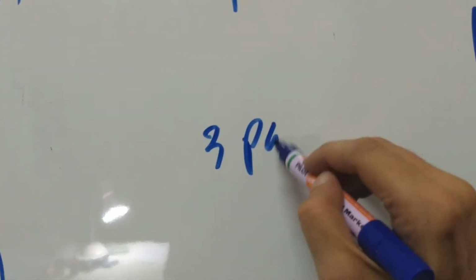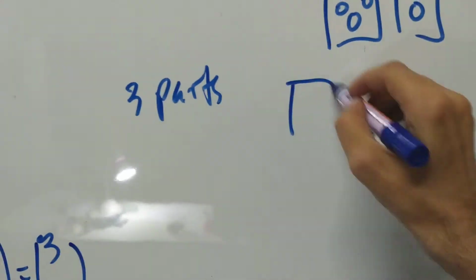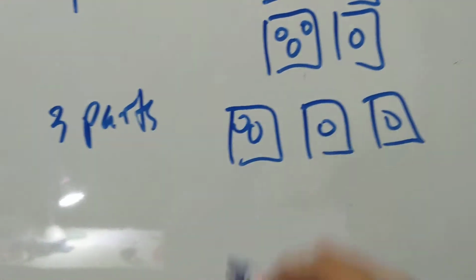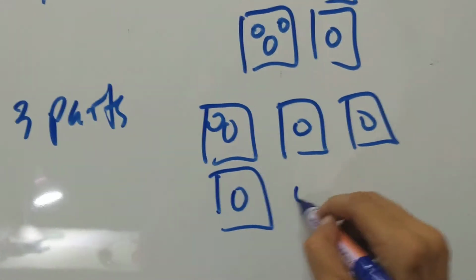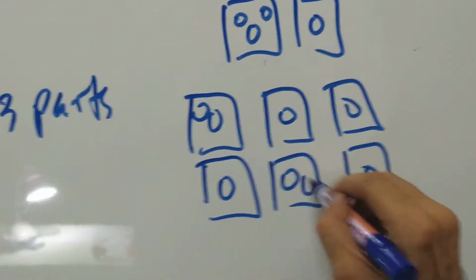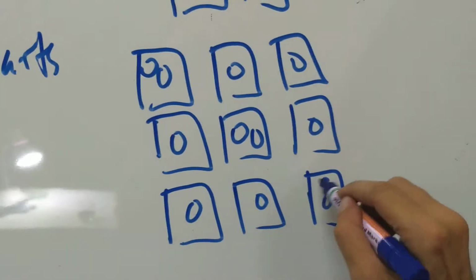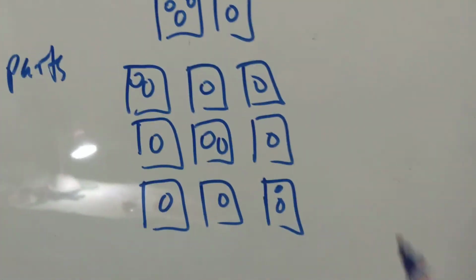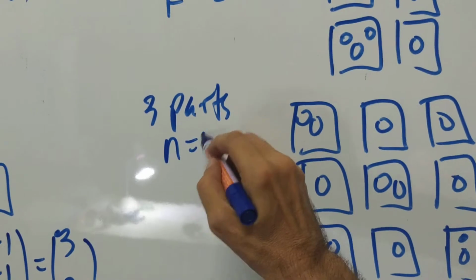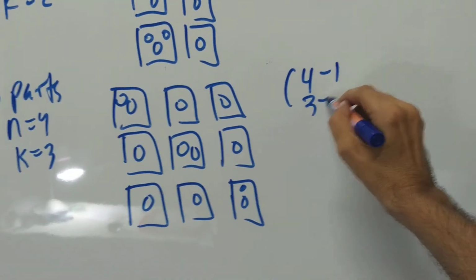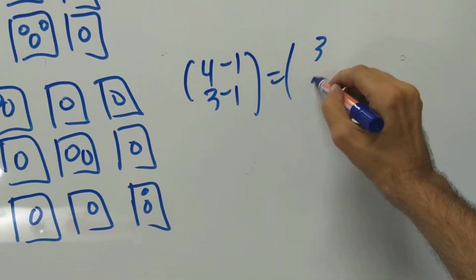Now, 3 parts. 1, 2, 1. That's one way to do it. 1, 1, 2. That's another way to do it. 2, 1, 1. That's another way to do it. I can't think of any other ways. Let's try this: 3 parts, n is 4, k is 3. Okay, so let's calculate this. 4 minus 1, 3 minus 1, I get 3, 2, and 3, 2 is 3. And that's right, we got that.